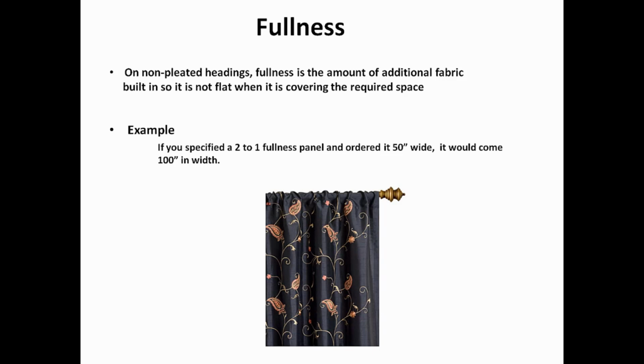So I did a little example. If you specified that you wanted 2-to-1 fullness and you ordered the panel 50 inches wide, when you laid it out flat, when you received it, it would be 100 inches wide, or 2-to-1 fullness, 100 inches to fit 50. So I hope that makes some sense. That's kind of how we play it with the non-pleated headings.